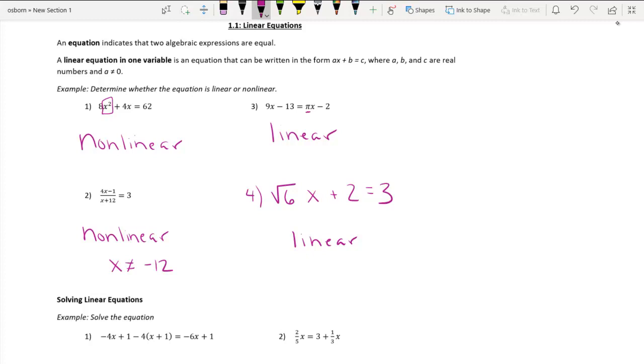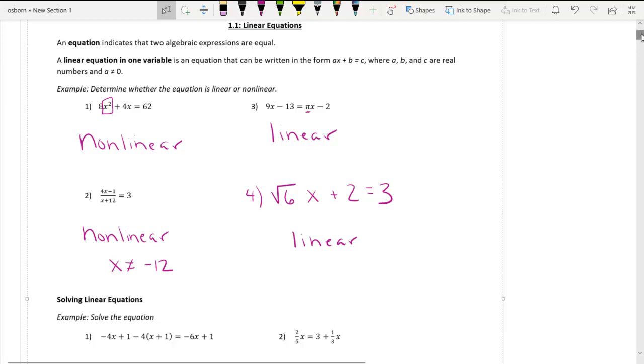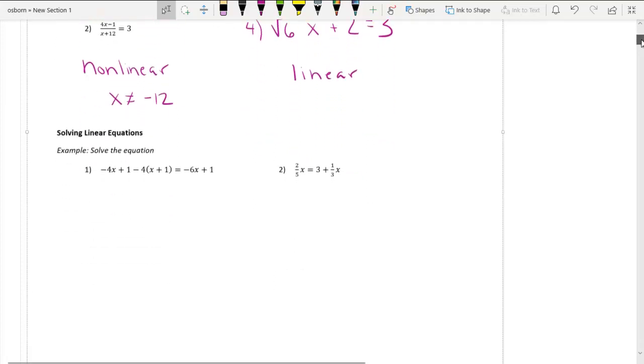So just make sure, especially in my math lab, that you pay careful attention to that, because it's very easy to misread the problem and think that that x is underneath that square root sign.